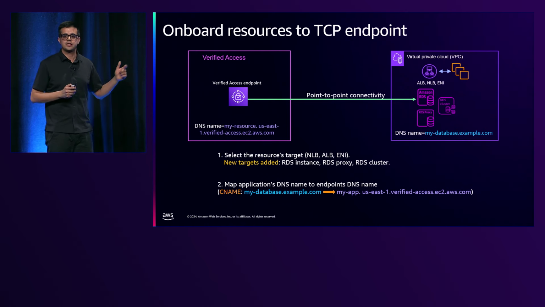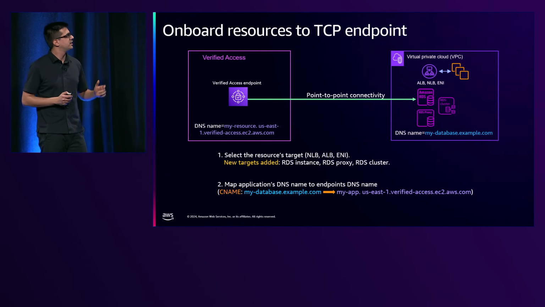This ensures that every time a user tries to connect to the application, the request first goes to the Verified Access endpoint, where the policy that you define is enforced. And based on the policy outcome, only permitted users are connected down to the application.